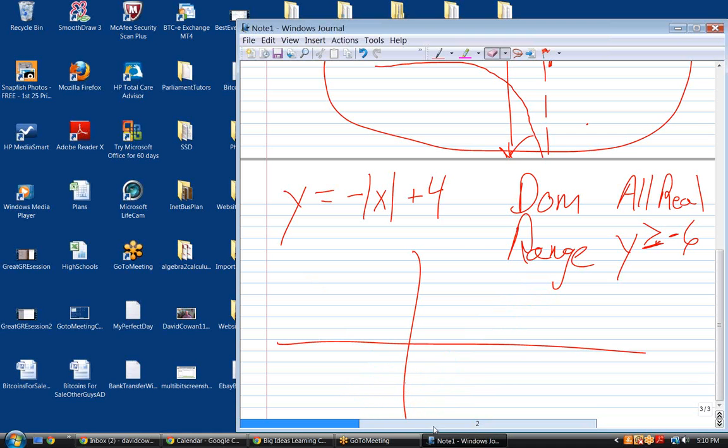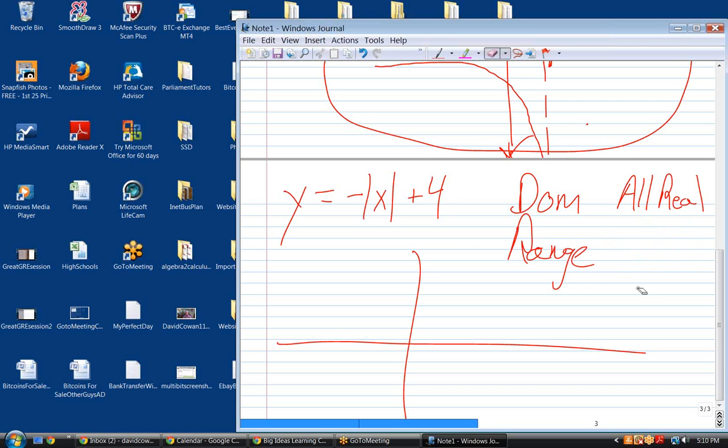Domain, what's the domain? For this function, yes, could it be anything again? Yep. Range. Anything above negative 4.